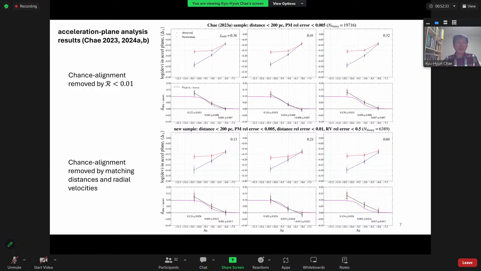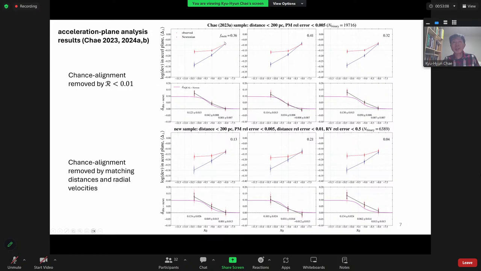Here I'm showing results, the most updated result using the acceleration plane method. So the upper panels show the sample removing chance alignment using this R parameter. And then the second panel shows results for a sample removing chance alignment by distances and radial velocities.